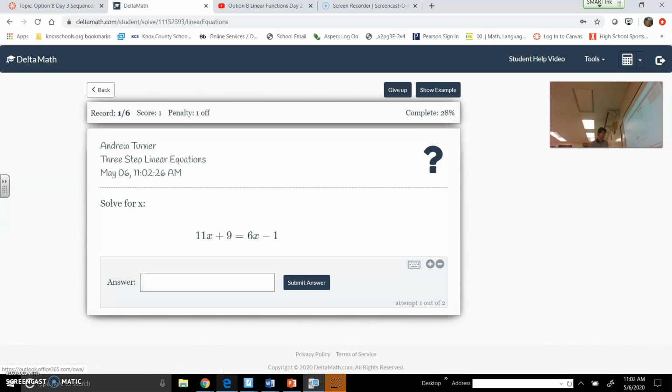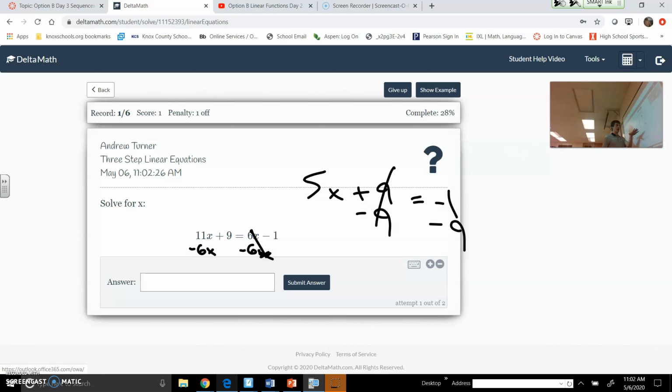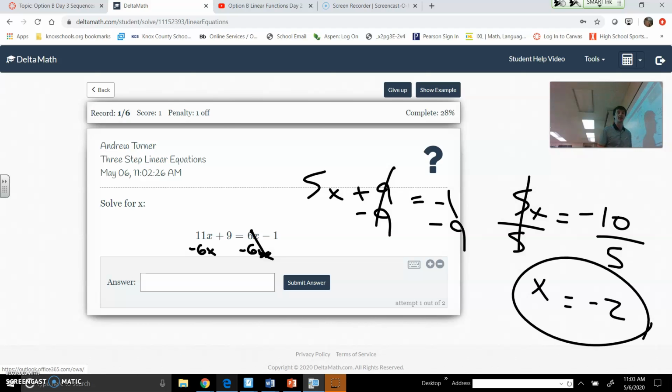3-step linear equations. So for something like this, I want to put the common terms together, put the like terms together. So I want to subtract 6x from one side. So that'd be 11 minus 6, that'd be 5x plus 9 equals -1, if my eyes serve me correctly, yeah. And then let's put the 9 and the 1 together, subtract 9 from both sides, and 5x equals -10. So let's divide by 5. And it looks like for this one, x equals -2.